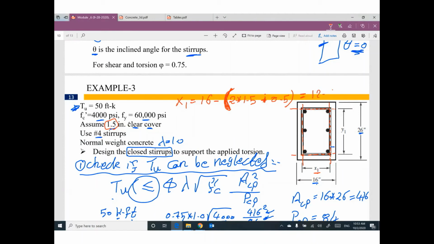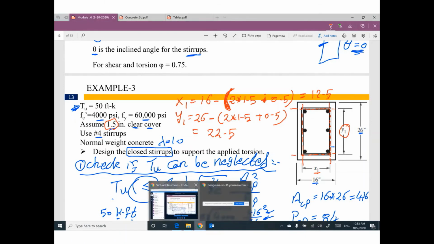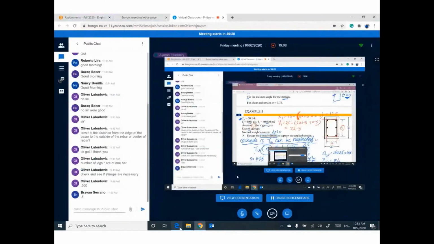What is the value of y1? This one equals 26 minus 2 cover plus diameter. Your value will be 22.5. Any question? Any question? Thank you.